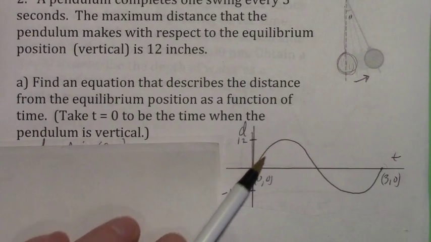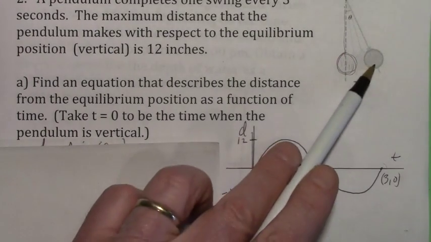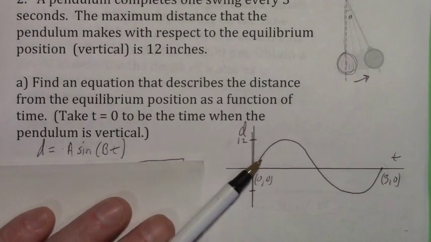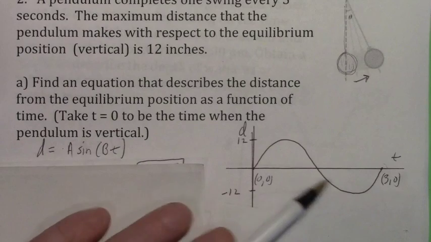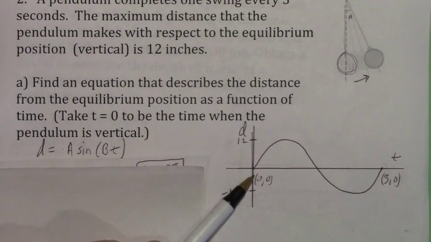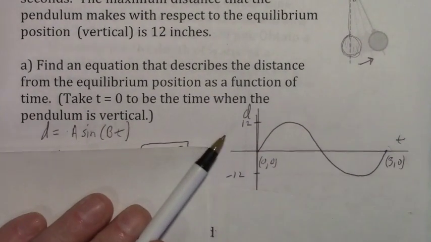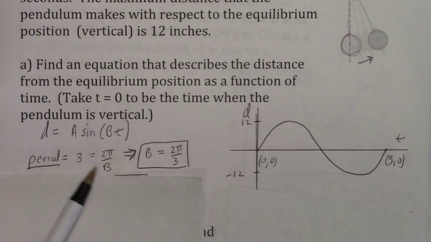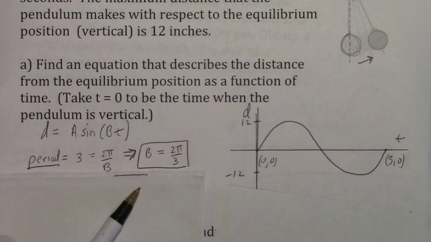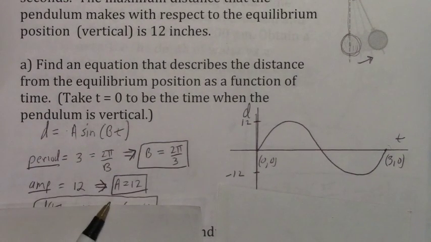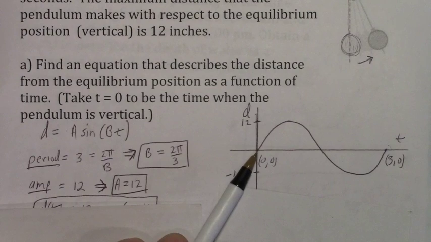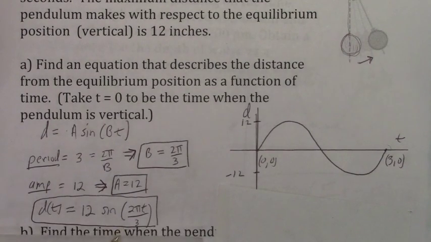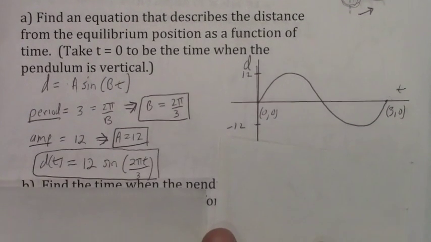Notice, it takes 3 seconds. It goes all the way to the right, 12 inches to the right, back to the middle, then all the way to the left, 12 inches to the left, we'll call that negative 12, and then back to the middle. So I'm going to use a sine function only because the graph starts in the middle. The amplitude, or let's do the period first. It takes 3 seconds for the period, so remember that's 2 pi over b, so b would be 2 pi over 3. The amplitude is 12. Now, in this case, notice it starts at 0 and it goes up, so the a would be positive 12. So the graph, here's the graph right here. 12 times the sine.